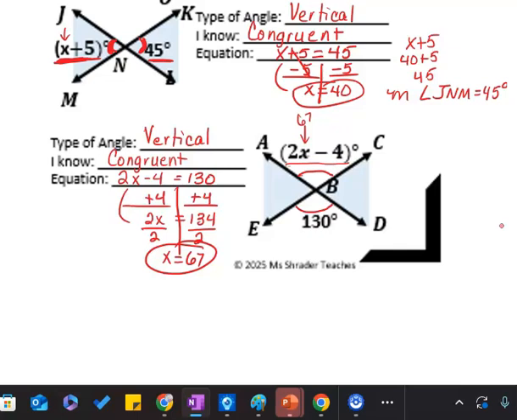But I can put 67 back in place of my x. 2 times 67 minus 4. And 2 times 67 is 134. Minus 4 would give me 130. So the measure of angle ABC equals 130 degrees. And x is 67.